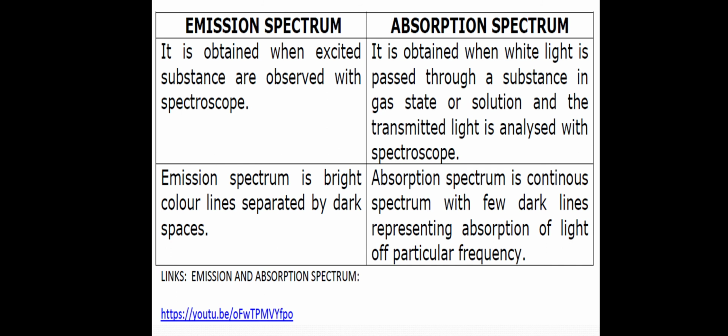Second difference, emission spectrum is bright colored lines separated by dark spaces. On the other hand, absorption spectrum is a continuous spectrum with very few dark lines representing absorption of light of particular frequency. A link is also given below. You can refer to it and see the difference between emission and absorption spectrum.